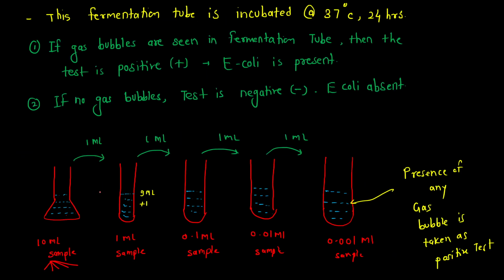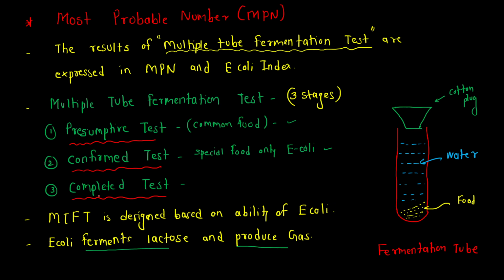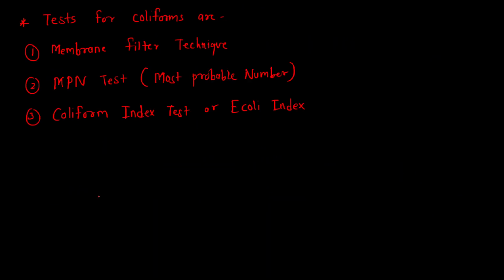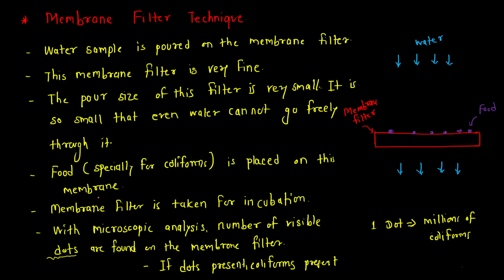Okay, after seeing the multiple tube fermentation test and the most probable number, the last test for identification of coliforms is called the coliform index test or E. coli test. So this E. coli index has been derived from the test called the multiple tube fermentation test.